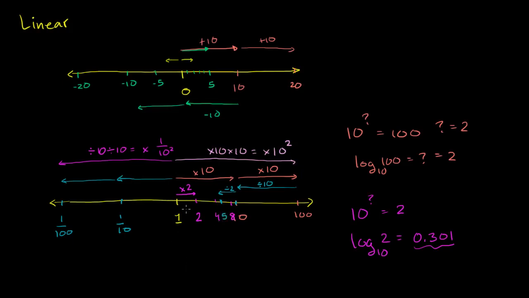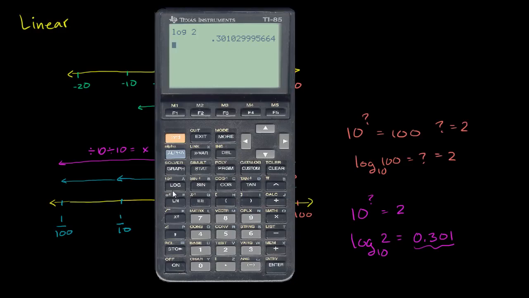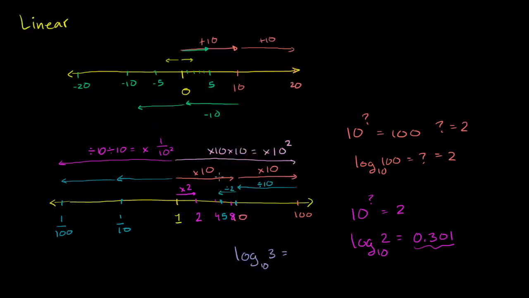Now the next question you say, well, where do I plot 3? Well, we could do the exact same thing that we did with 2. We ask ourselves, what power do we have to raise 10 to get to 3? And to get that, we once again get our calculator out. Log base 10 of 3 is equal to 0.477. So it's almost halfway. So it's almost going to be half of this distance. So half of that distance is going to look something like right over there. So 3 is going to go right over here.